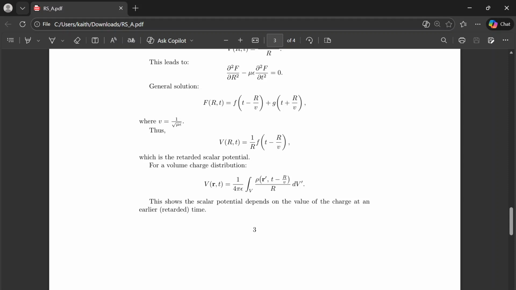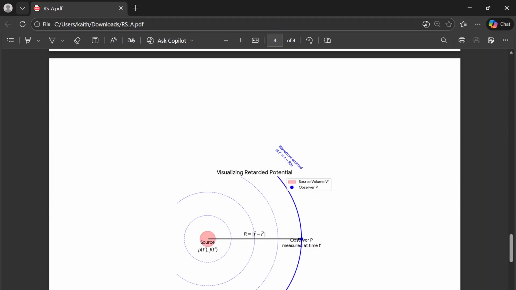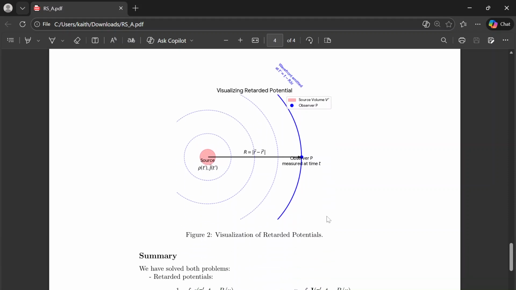So the final formula for the retarded scalar potential is given by this formula. This shows the scalar potential depends on the value of charge at an earlier retarded time, that is, t minus r by v. This is the visualization of the retarded potential, how it looks.